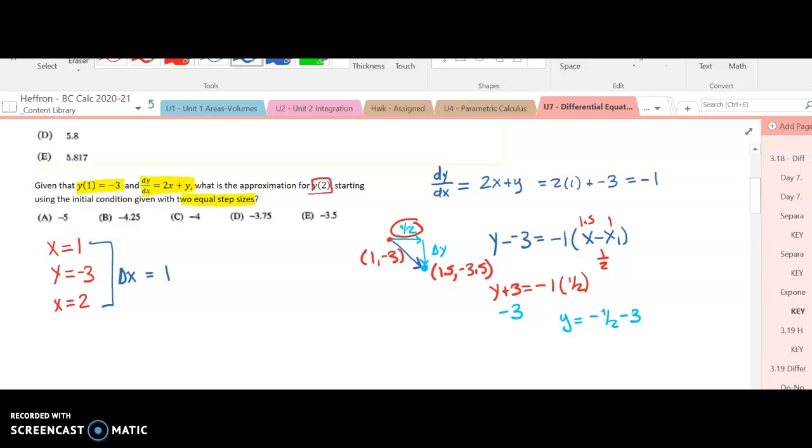I'm going to keep going down. What's my slope this time? Same thing, 2x plus y. But now I'm going to use this point of 2 times 1.5 minus 3.5. Or this is really 2 times 1.5, that's 3, minus 3.5, that's equal to -1/2. So that's my new slope. So now I'll do it all again.